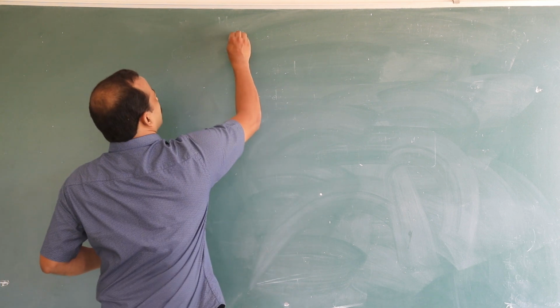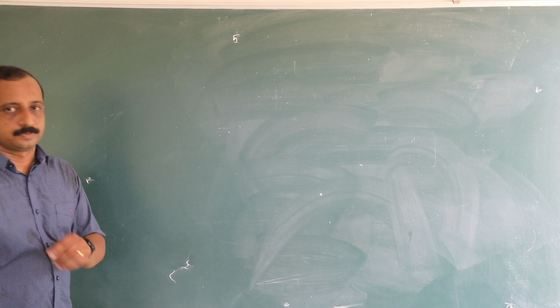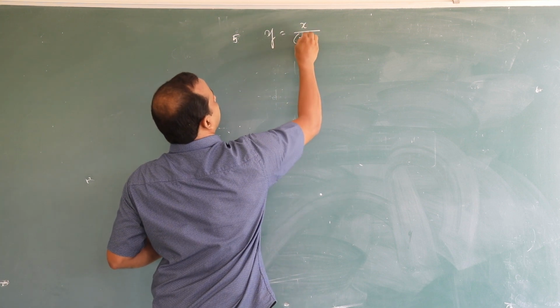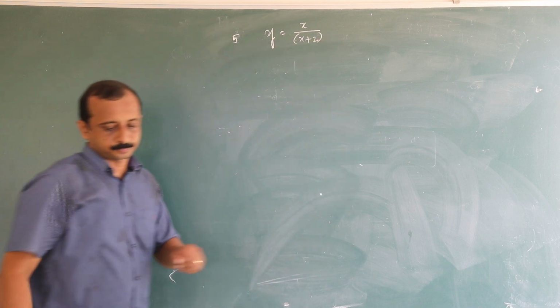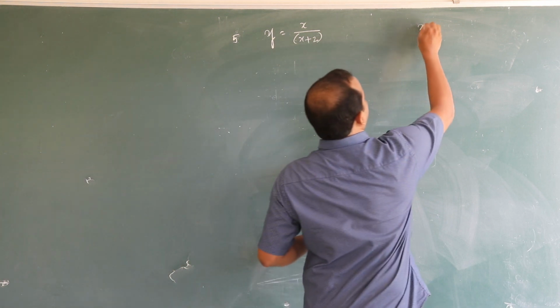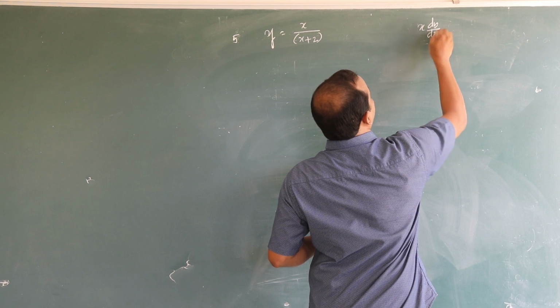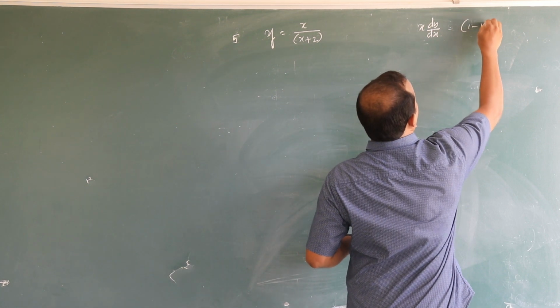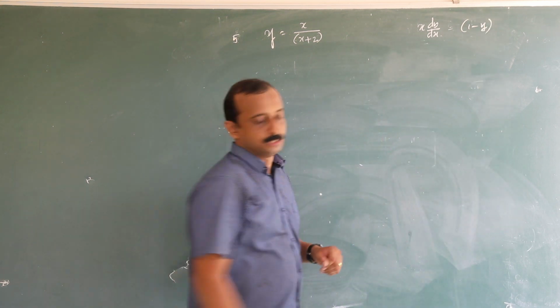Alright, now we find one more question. Y is equal to x divided by x plus 2. Prove that x into dy by dx is equal to 1 minus y into y.